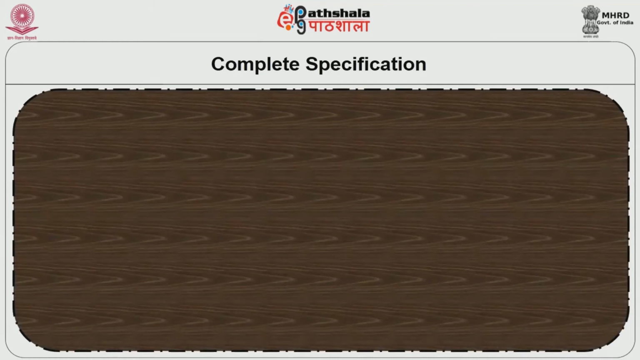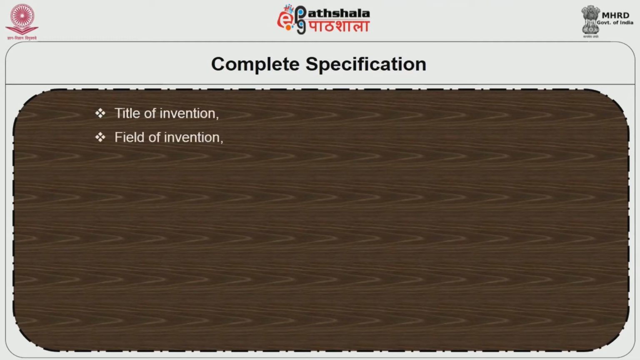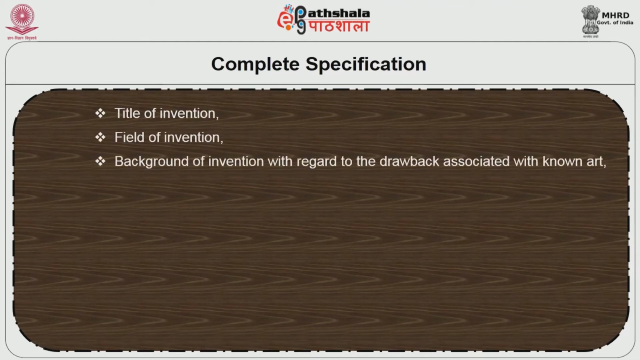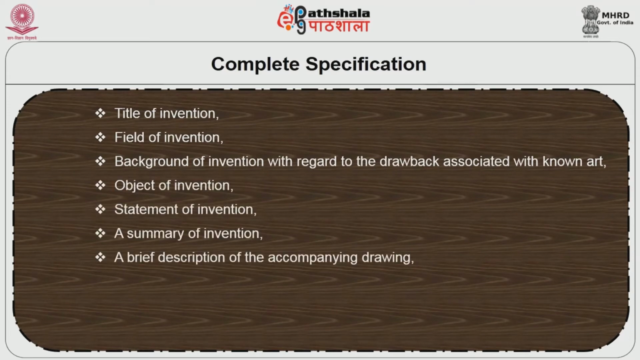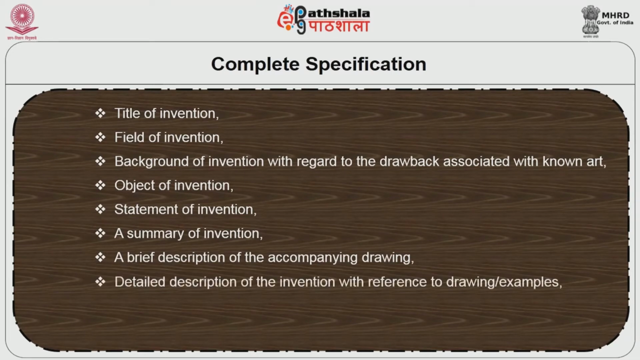Then, what are the contents in the complete specification? It should start with the title, field of invention, then background of the invention with regard to the drawbacks associated with known methods, then object of invention, statement of invention, summary of invention, a brief description of the accompanying drawings, a detailed description of the invention with reference to the drawings and examples, claims, and finally abstract. Claims and abstract should be given on a separate page.